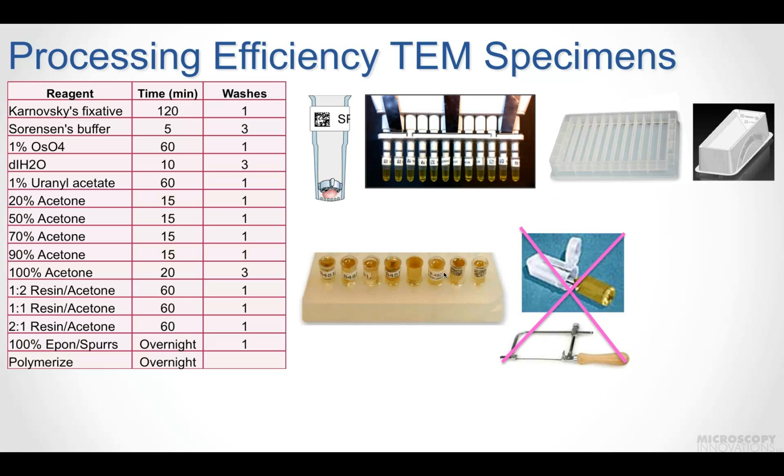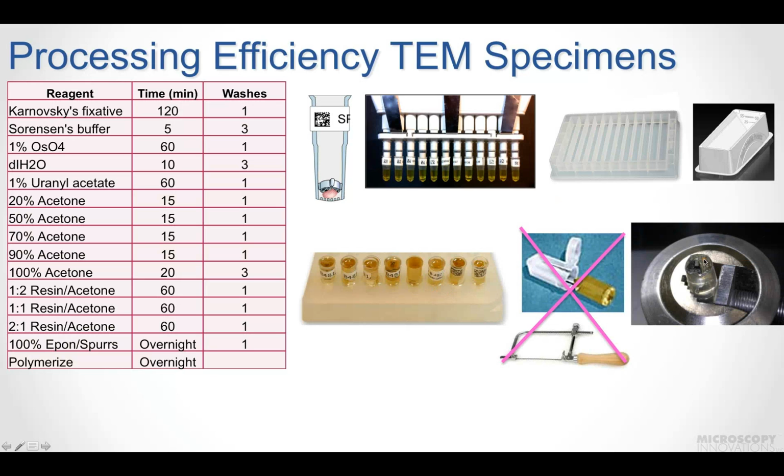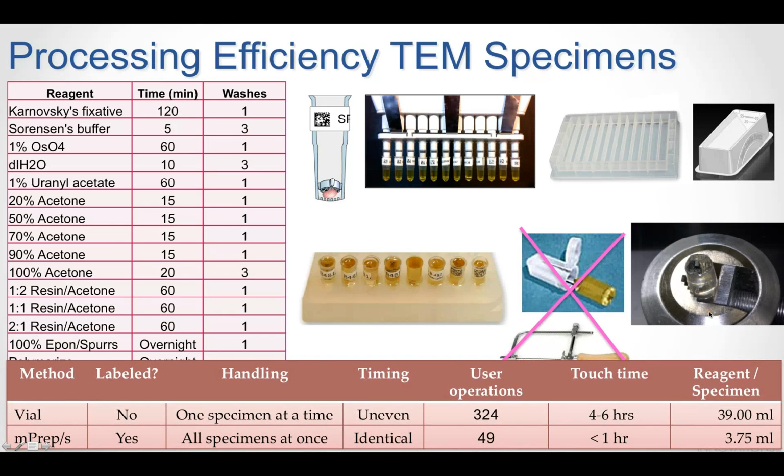Because the specimens are directly chucked in the capsule into the microtome, there was no need to cut them out of a beam capsule or some other device, and that, of course, saved a little bit of time. Here we can see that the capsule's been cut away, and here we see the block faced and ready for sectioning. So let's look at the overall efficiency and compare the processes.